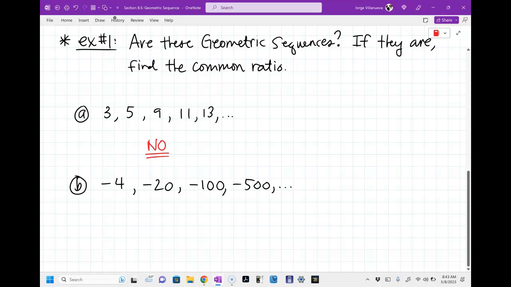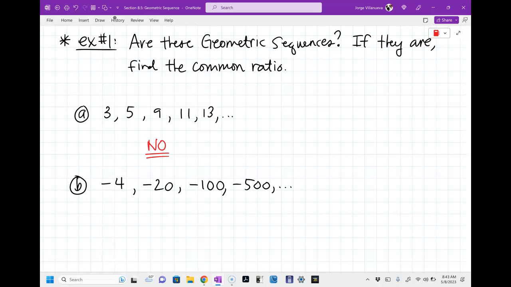Is that a geometric sequence? What do you guys think? To go from -4 to -20, what do I multiply by? By 5. If I multiply -20 by 5, what do I get? -100. And if I multiply -100 by 5, I get -500.